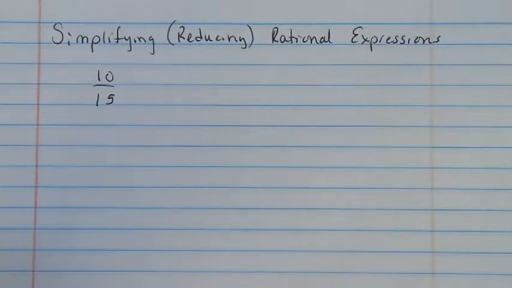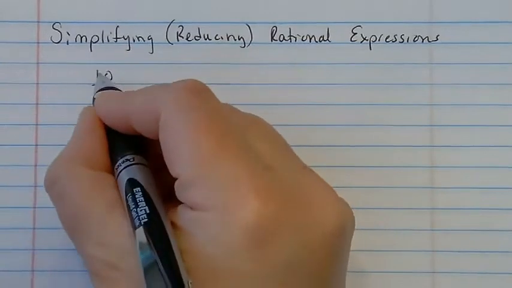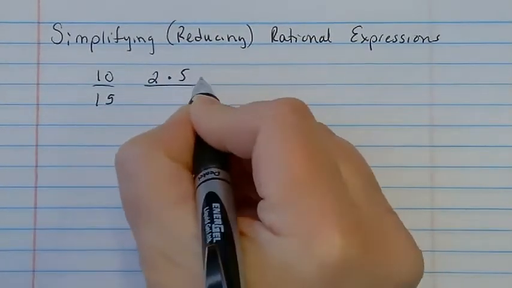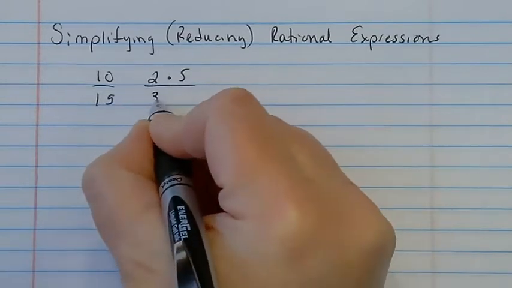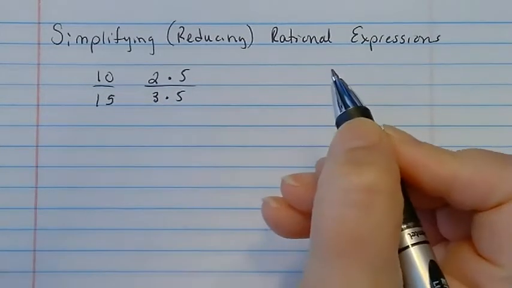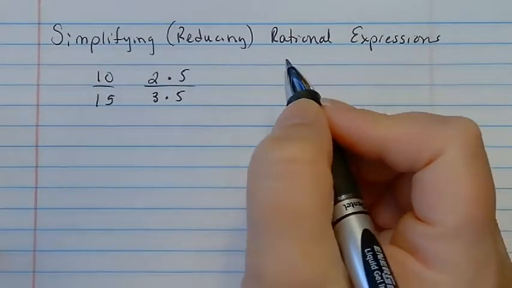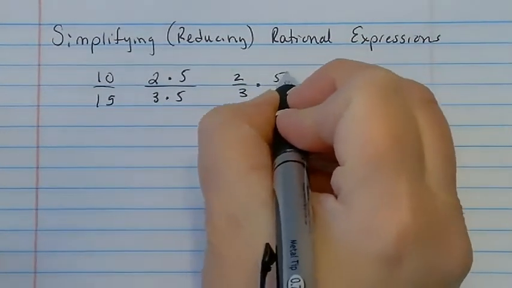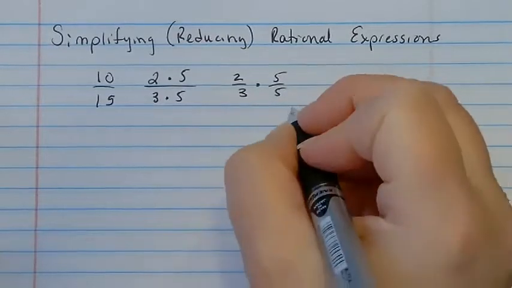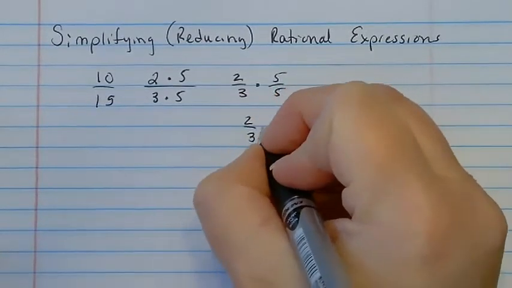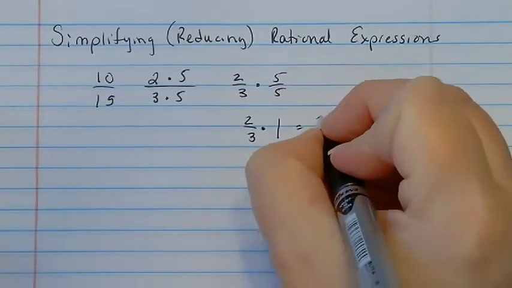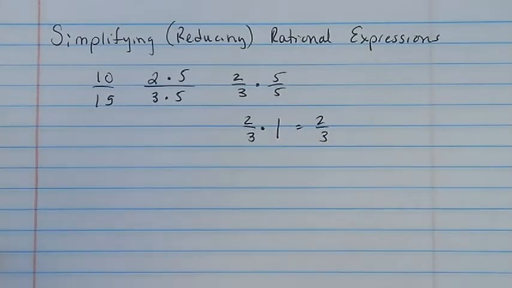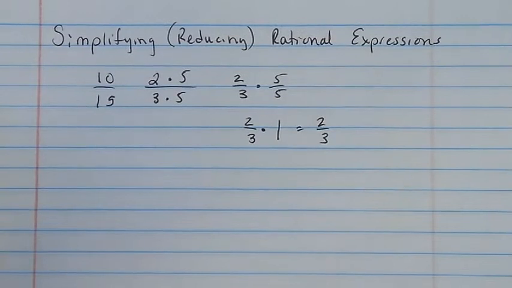But when you first started doing this, your teacher said, factor the number 10 to 2 times 5, and factor the number 15 to 3 times 5. And then you use the property where you could say this is the same thing as 2/3 times 5 over 5, which is 2/3 times 1, which is 2/3. Now that's the long method, but it's how you first started learning to reduce.